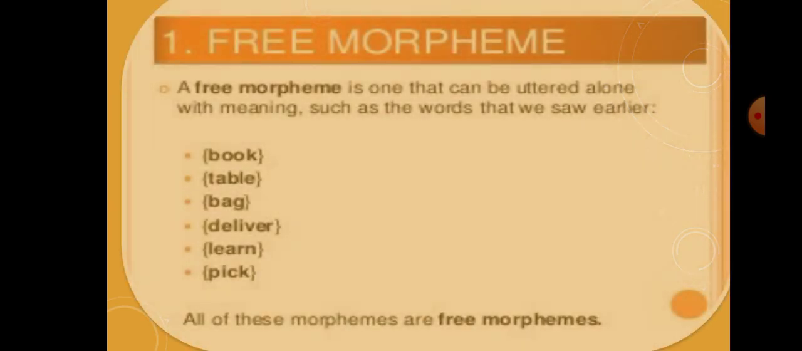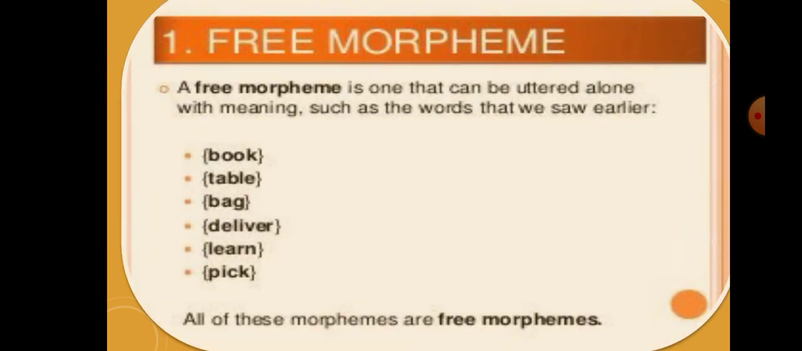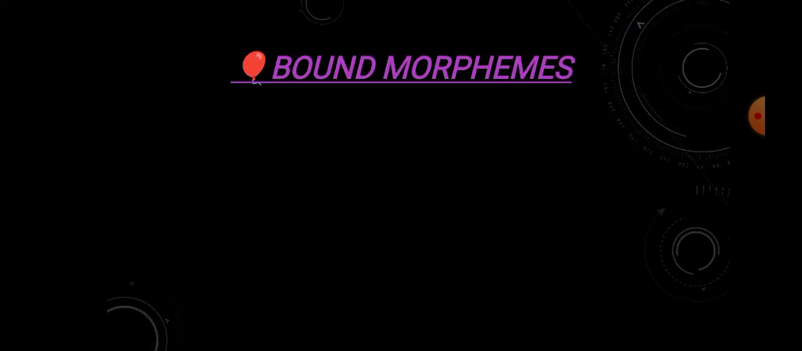A free morpheme is one that can be altered along with meaning, such as the words that we saw earlier. We have book, table, bag, deliver, learn, pick. All these morphemes are free morphemes because they make meaning on their own. Now let's look at what bound morphemes are.